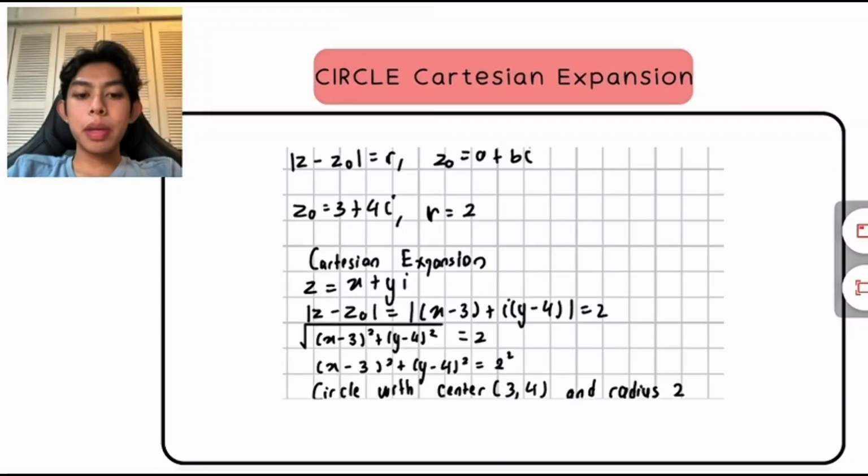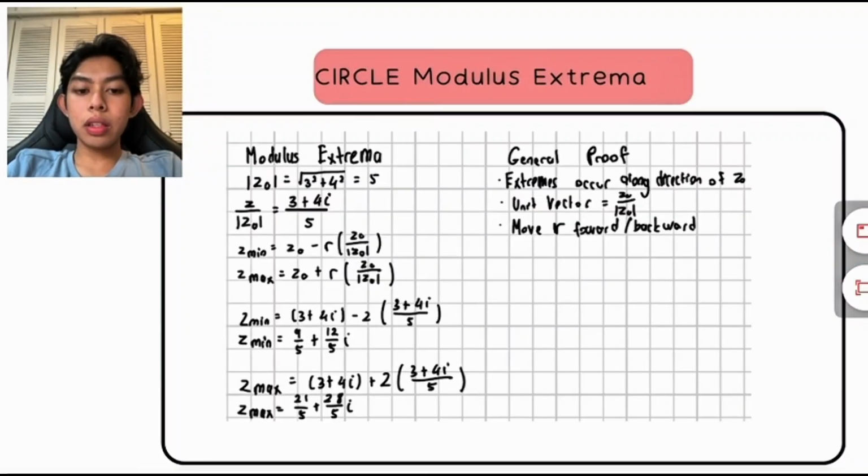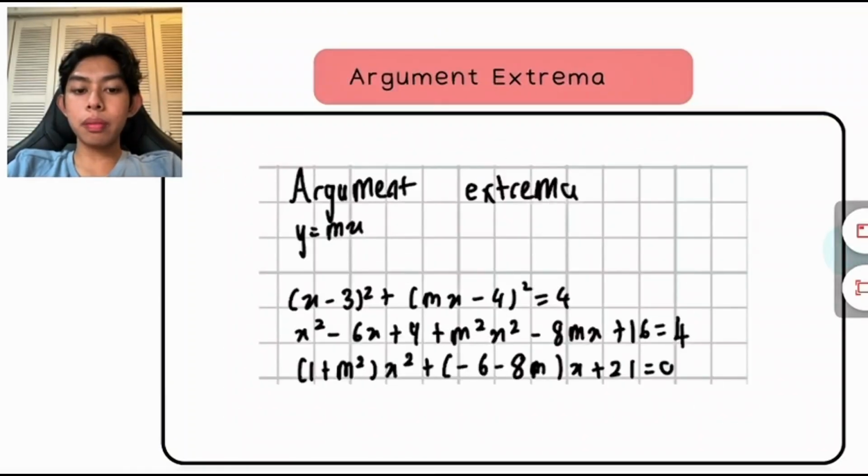So for Cartesian expansion, I chose the z-node value and r equals 2, and I got the circle center and the radius. For the modulus extrema, I found the modulus of z-node, where I substitute it into the given formula with the minimum and the maximum z value. And then for the general proof of the minimum and max, we got extremes occur along the direction of z-node, unit vector over z-node, and we can move r forward or backward.